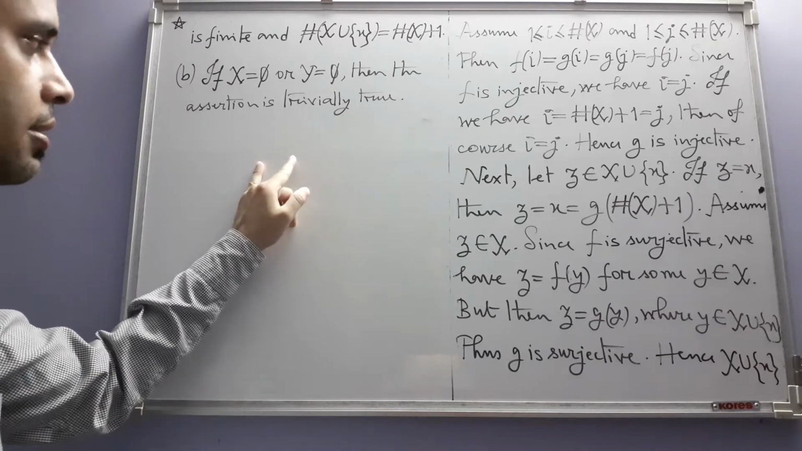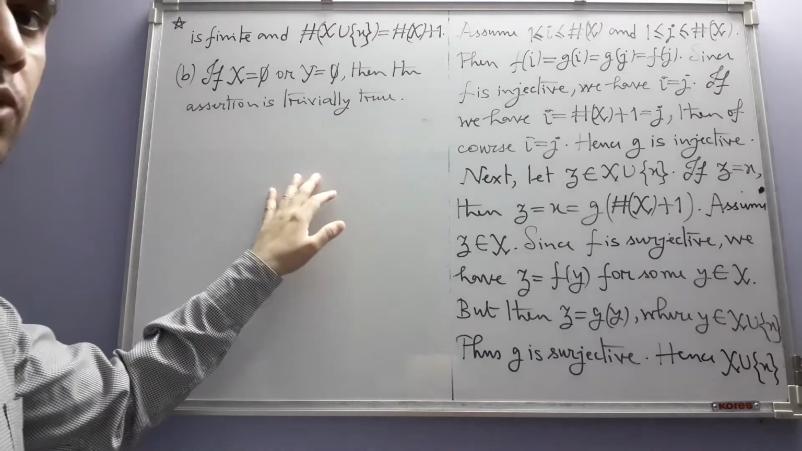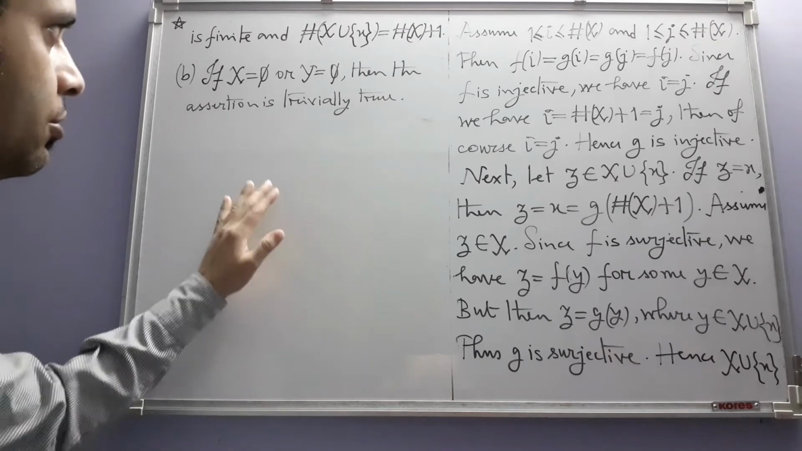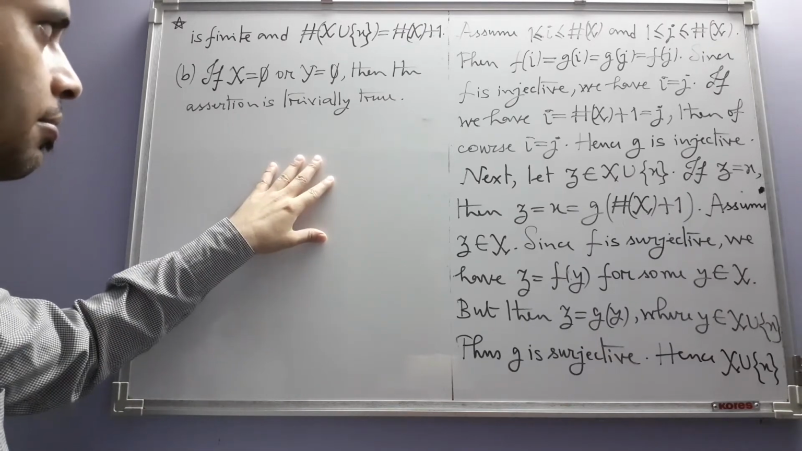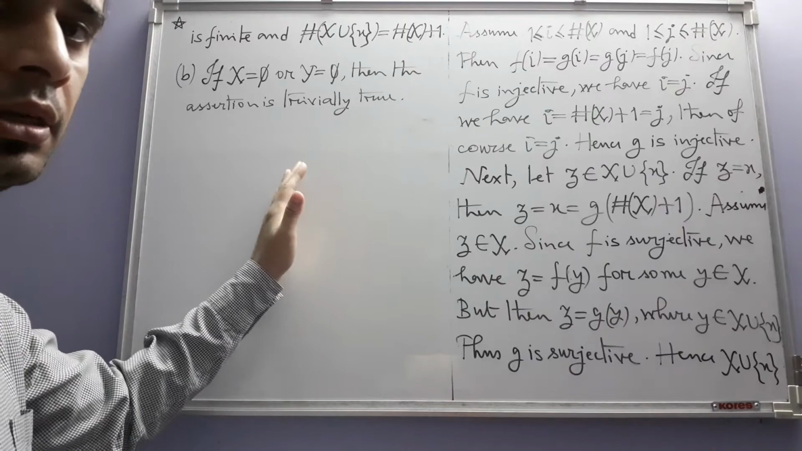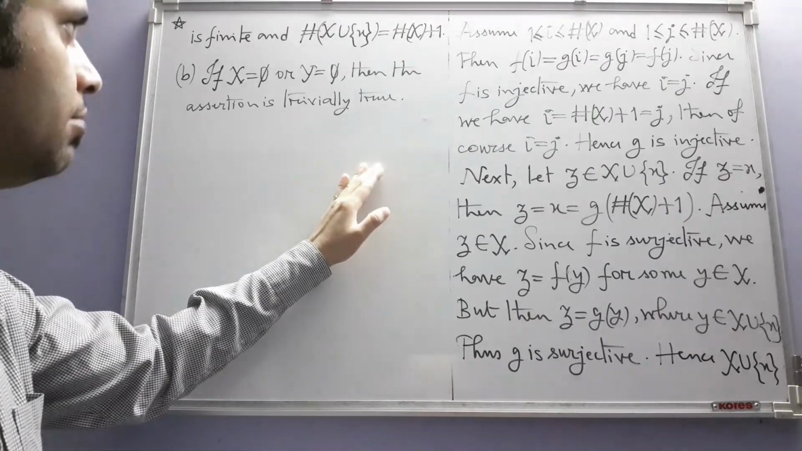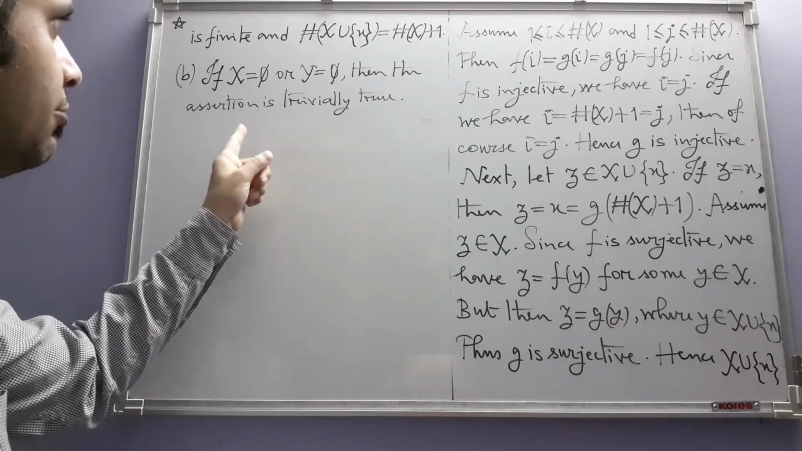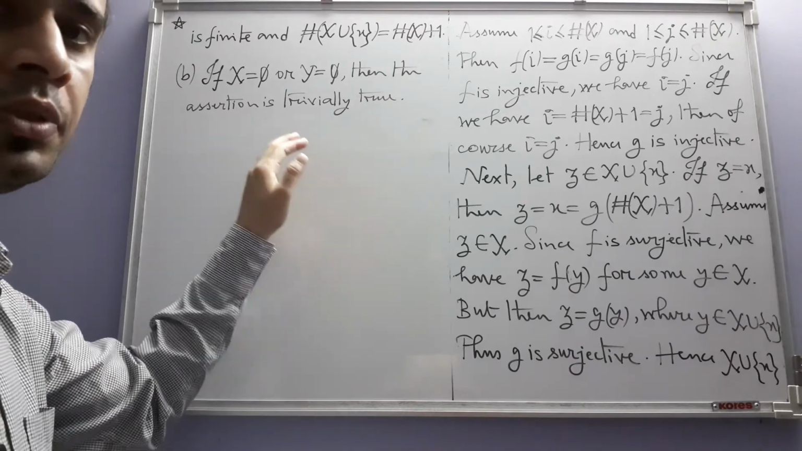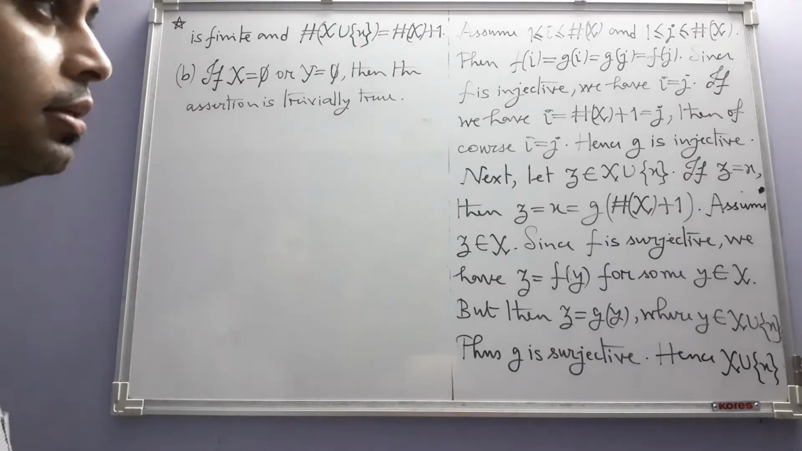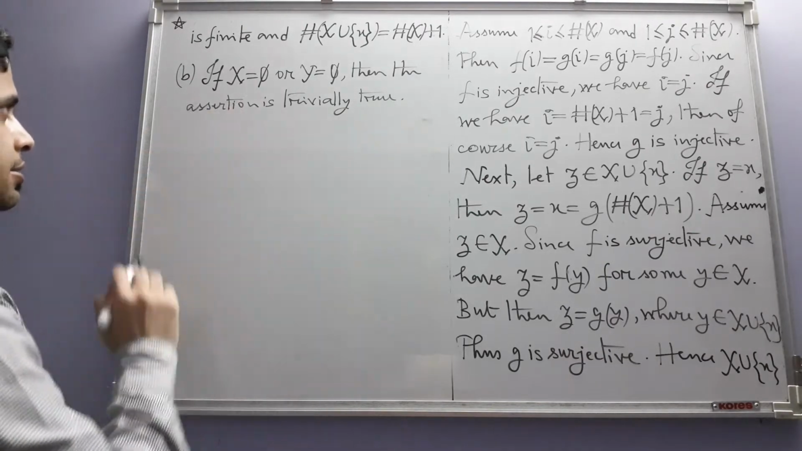Here the assertion has some things. The first thing is that the union of x and y should be shown to be finite, and we have to show that its cardinality is less than or equal to the sum of the cardinalities of x and y. Additionally, if x and y turn out to be disjoint, then in place of that inequality we have equality. So we have those things here in this case.